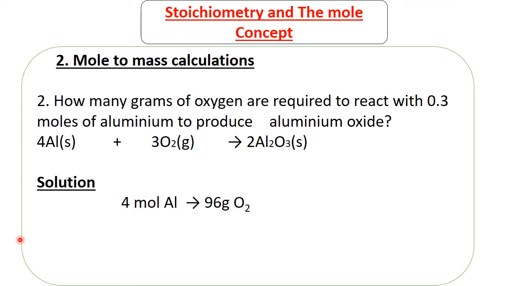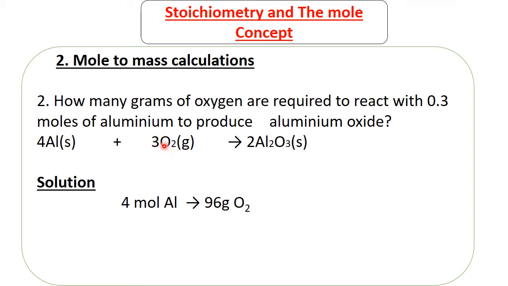So the mole ratios here are 4 moles of aluminium reacts with 96 grams of oxygen. Why have we put grams here? Because we want to calculate the mass of oxygen. So oxygen, we have to see it in terms of grams. So 4 moles of aluminium produces 96 grams of oxygen. How so? If we look at oxygen, there are 3 moles of oxygen.